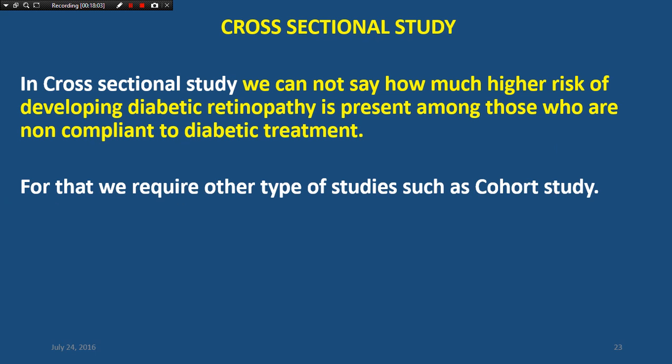In cross-sectional study, we cannot say how much higher the risk of developing diabetic retinopathy is among those who are non-compliant to diabetic treatment. For that, we need analytical studies such as cohort study or follow-up study. In cross-sectional study, we can say if there is an association between risk factor and outcome. We cannot say how much higher risk it is. We cannot say the incidence of risk factor. We can say the prevalence of risk factor or prevalence of outcome.